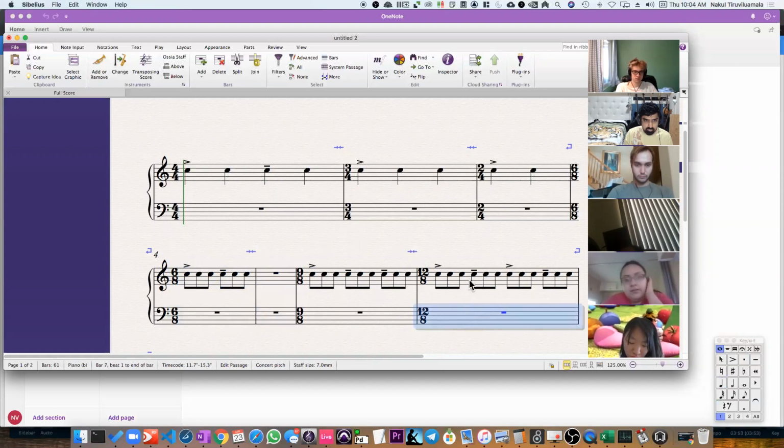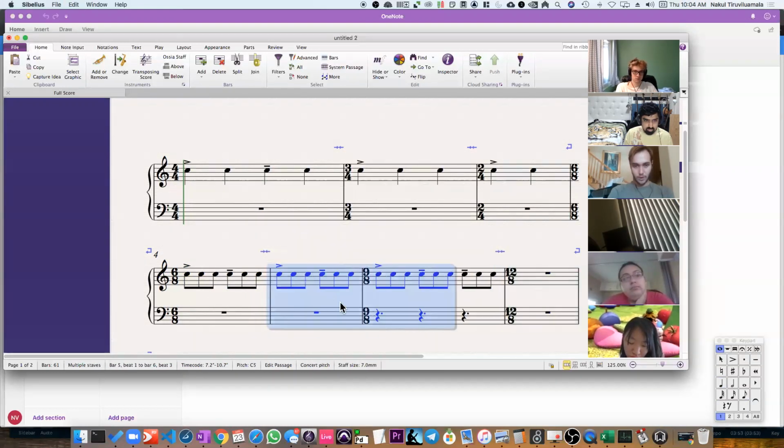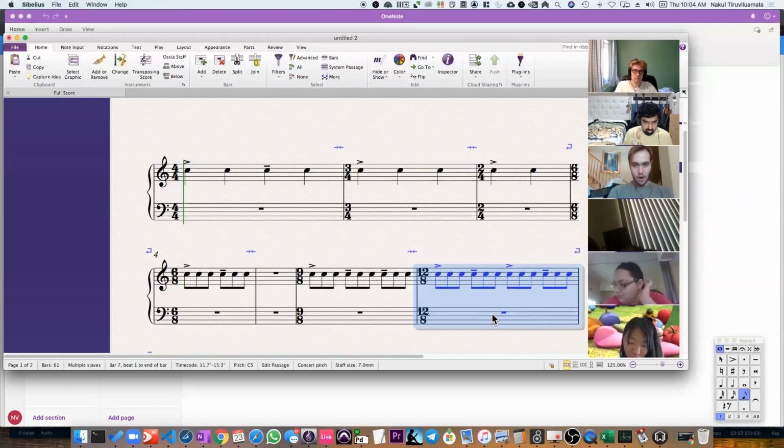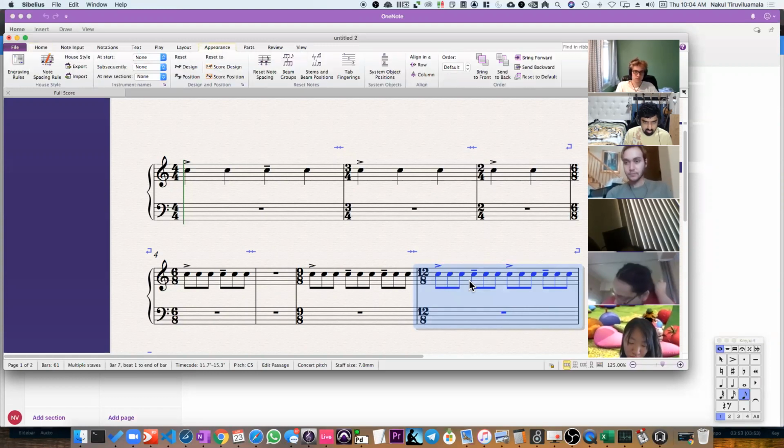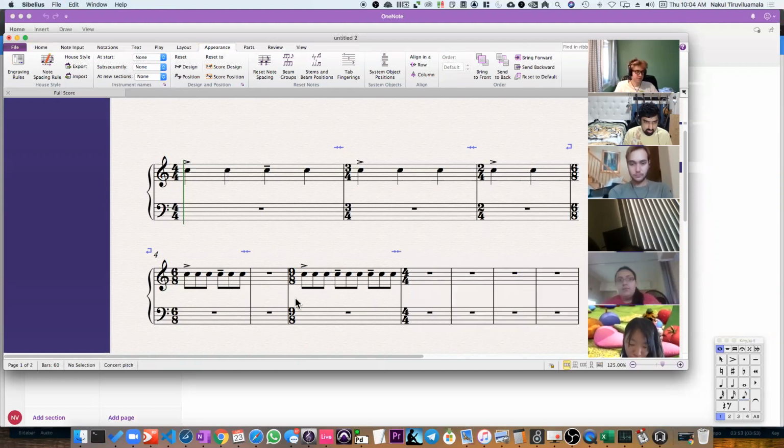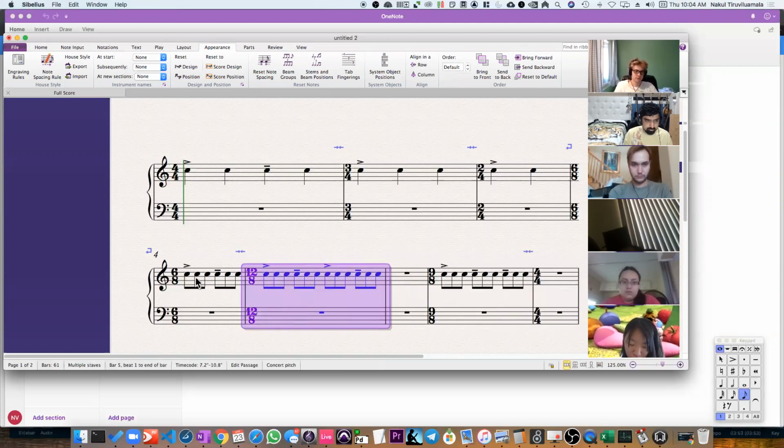I have to do a little bit of shifting. I'm trying to, whoops. What's the shortcut? Oh, there we go. That's select system passage in Sibelius. Okay. Nope.